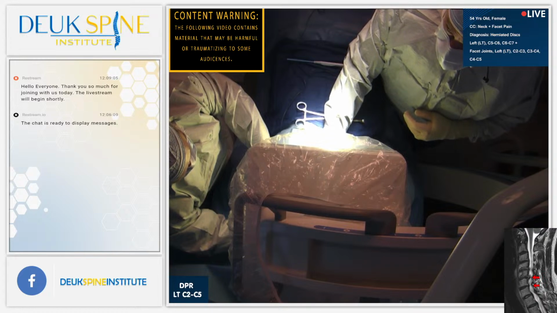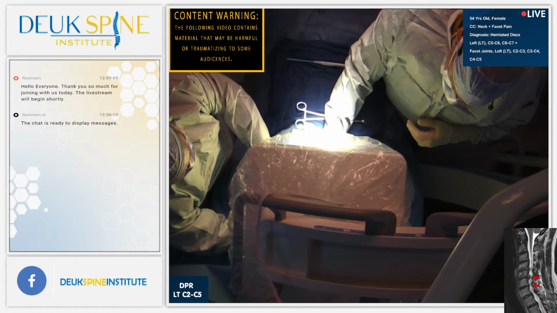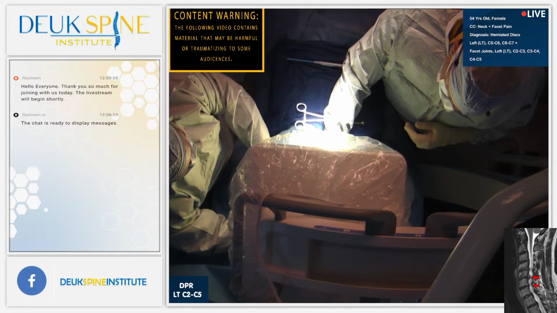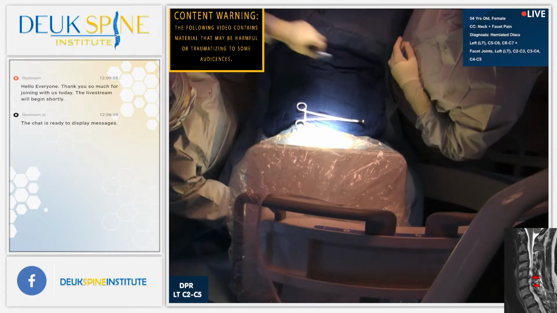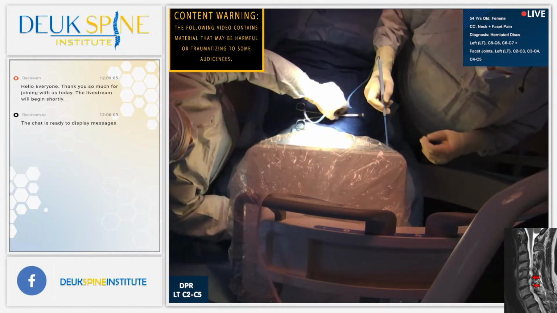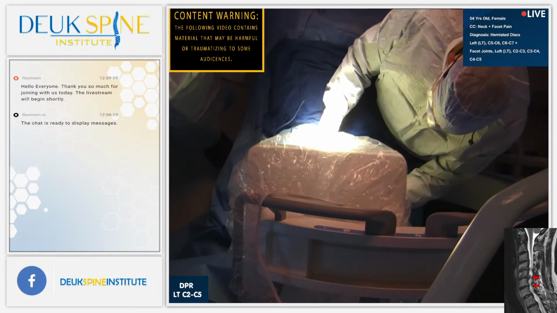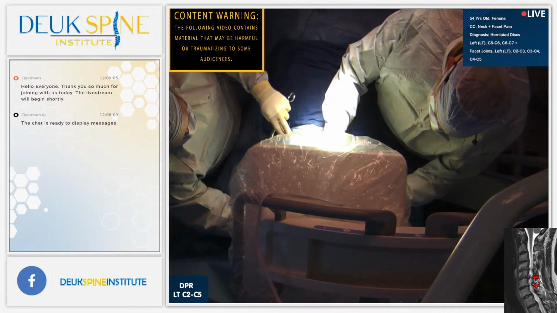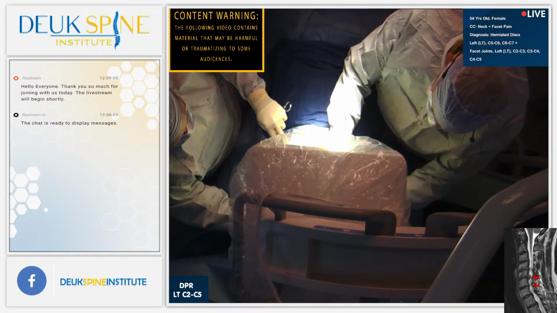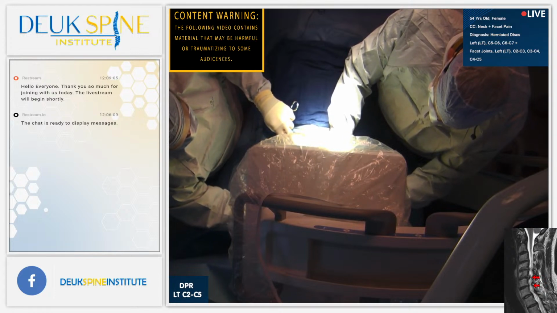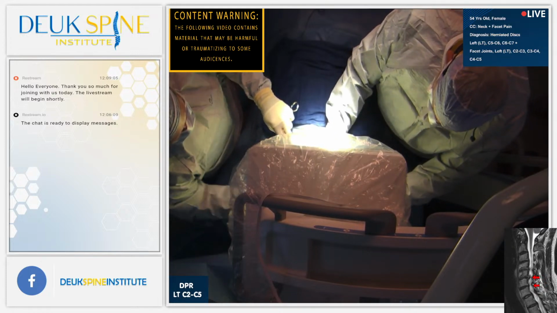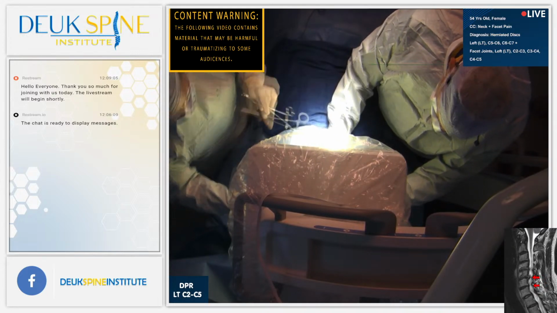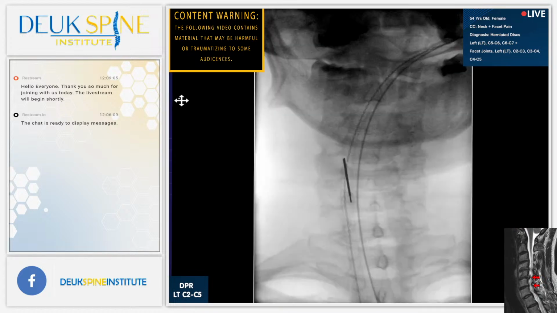I'm Dr. Deuk, and we are performing a Deuk plasma rhizotomy. This is a rhizotomy procedure to deaden the pain nerves in this patient's neck. She has two problems. One is she has herniated discs, degenerated discs that need a treatment, but she also has facet pain. And the facet pain is a separate problem.